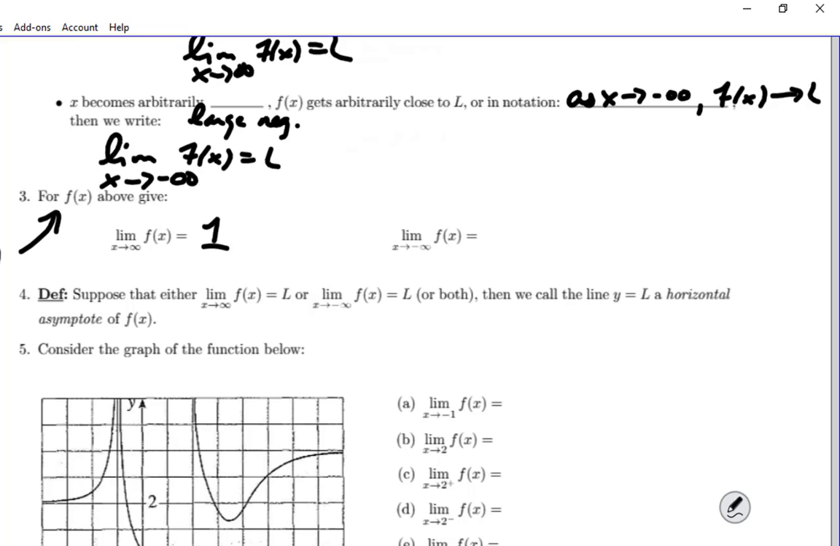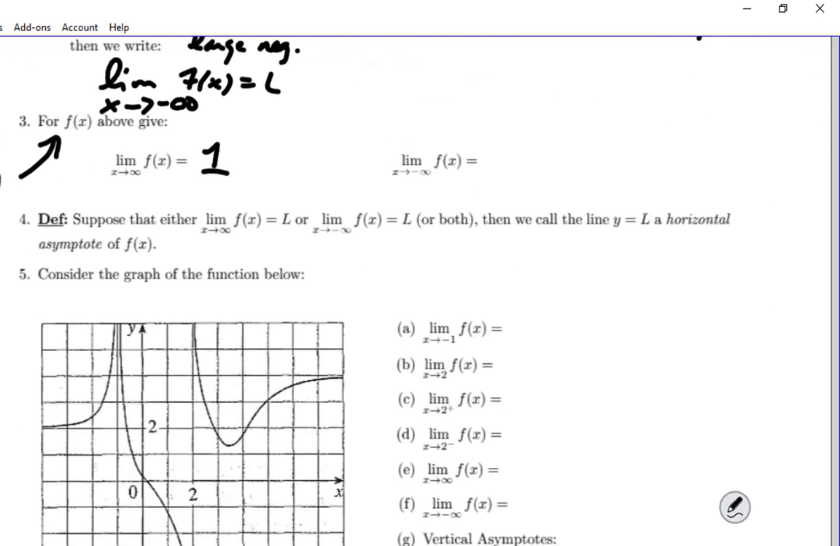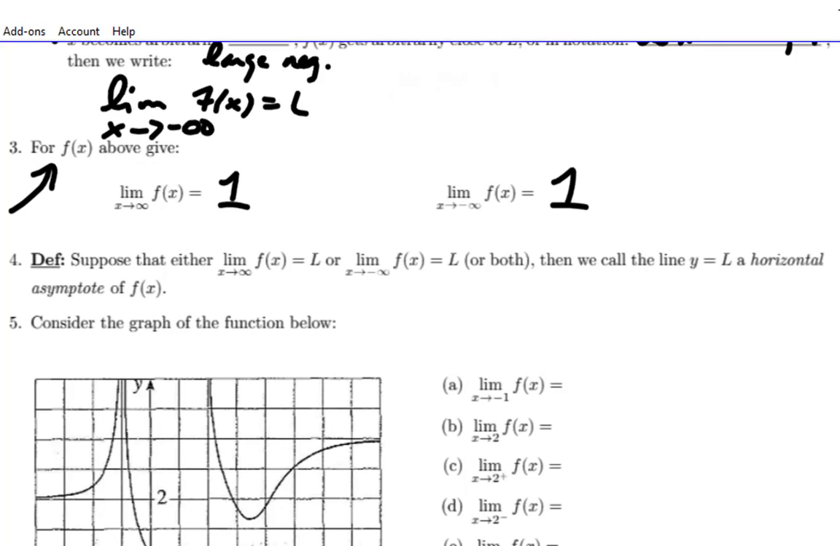All right. What do we find here? As the x values go far to the left, what do the y values appear to also be approaching? 1. 1 as well. Okay. So if, as x gets large to the right, we approach L, or if, as x gets large to the left, we approach L, or both, then we say that the line y equals L is called a what? Horizontal asymptote. Okay. All right.